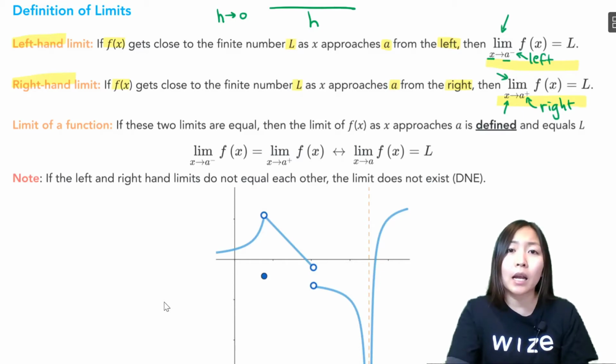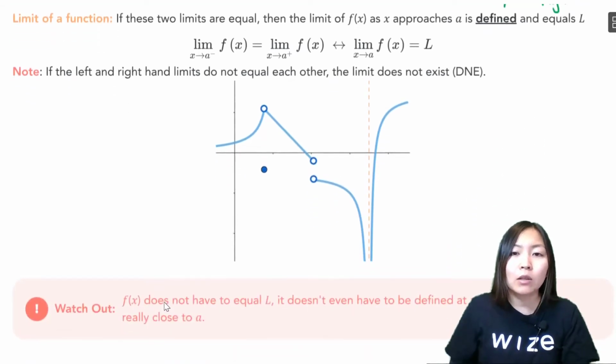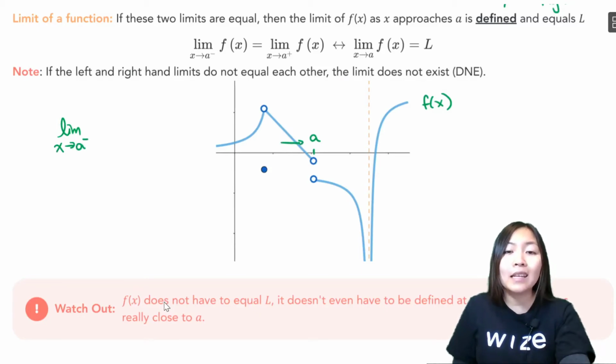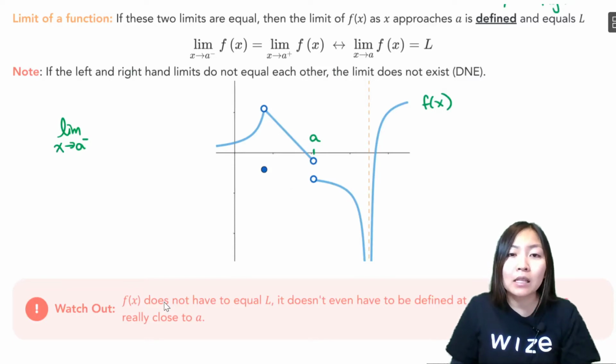Okay, so what does this actually mean? I'm going to use this diagram to further explain this. So let's pretend this graph here is f of x, this blue graph. Then let's pick a point A. Let's pretend this is the point A. So if I'm looking at the limit as x approaches a from the left, that means I'm going to get really close to a from the left-hand side. So I need to follow the graph down this left-hand path.